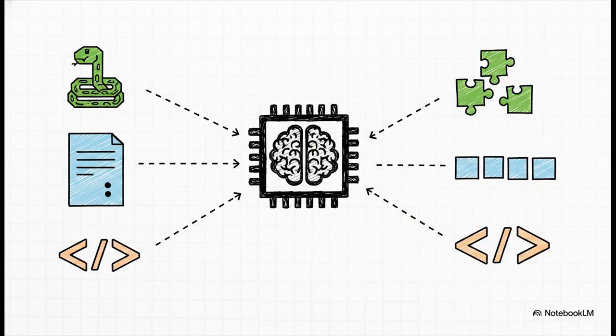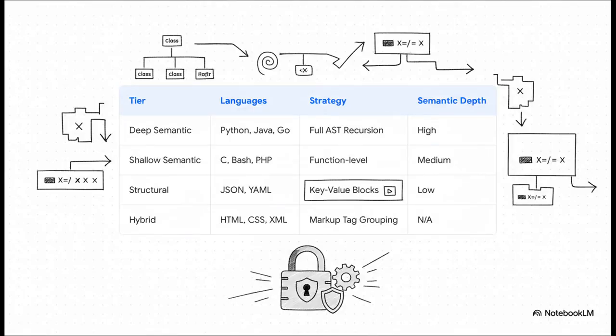What's more, the system is smart enough to know that not all files are the same. You wouldn't analyze a simple configuration file the same way you'd analyze a complex Python class, right? Well, it uses a technique for this called tier-aware chunking. This table shows you exactly how it works. For a deep semantic language like Python, it does a full, deep dive analysis of all the classes and methods. But for a structural file like a llama-config file, it just needs to pull out the key value pairs. This tiered approach is super efficient, and it makes sure the context is always represented in the most useful way for that specific file type.